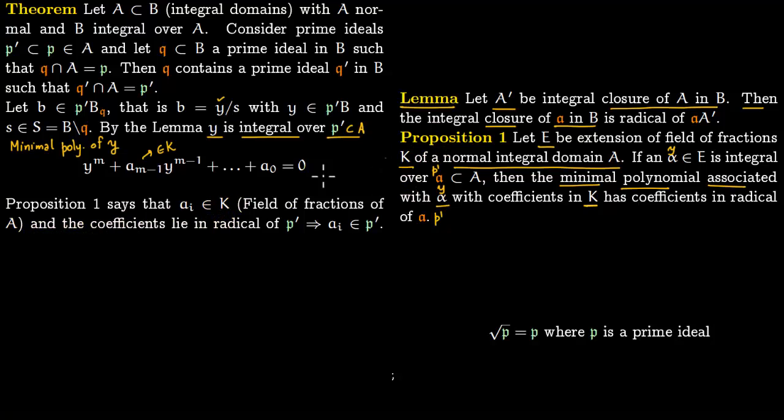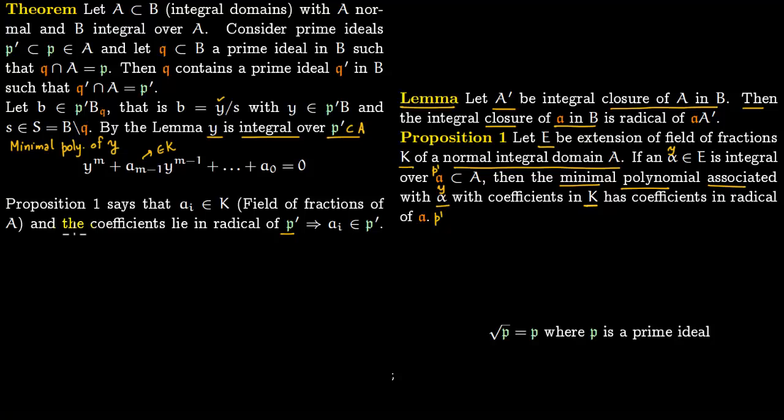Proposition 1 says that all these coefficients, which lie in the field of fractions of A, can actually be taken down from K to the radical of P prime. We are constructing the minimal polynomial of y, which will have its coefficients lying in K. But P prime is a prime ideal to begin with, so its radical is itself. So a_i lies in P prime. Notice that we have not considered this directly as a monic polynomial to describe integrality. We have gone about it in a roundabout way because we wanted these coefficients to lie in the field of fractions also.